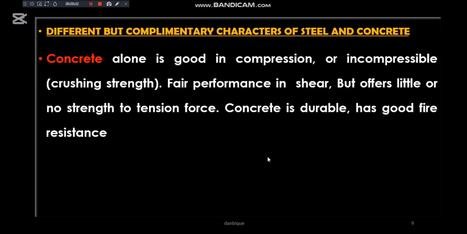Continuing with our lecture, we are talking about concrete and steel, reinforced concrete design, but we need to build up to these things. Concrete alone is good in compression. If we are only dealing with compression in the building, we will use only concrete. But concrete is not good in certain areas. If we are only dealing with compression, concrete would have been enough.